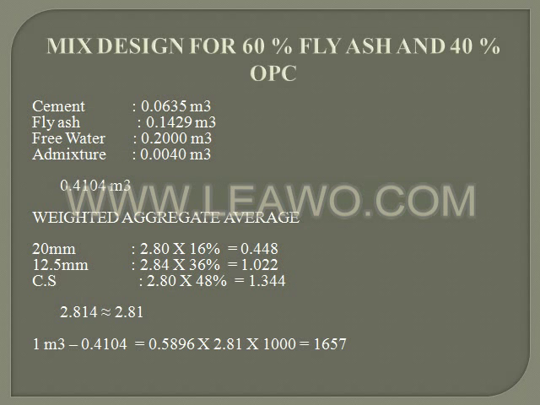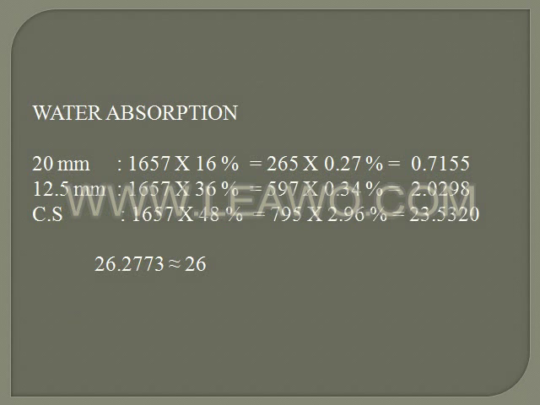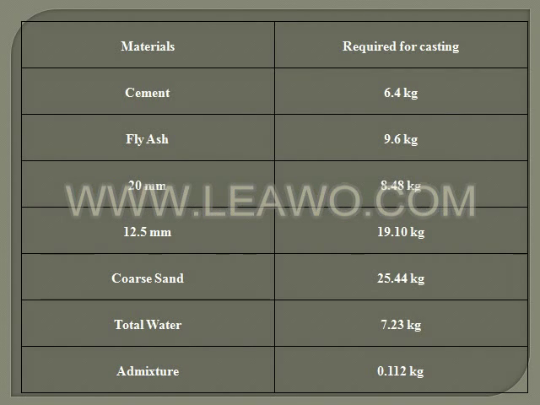Similar to all the mix designs, finally we ended up with the mix design for 60% fly ash and 40% OPC. The mix design is given here. The water absorption is found to be 26.2773 for this mix design. This tabular column shows the material and the amount of material required for casting.